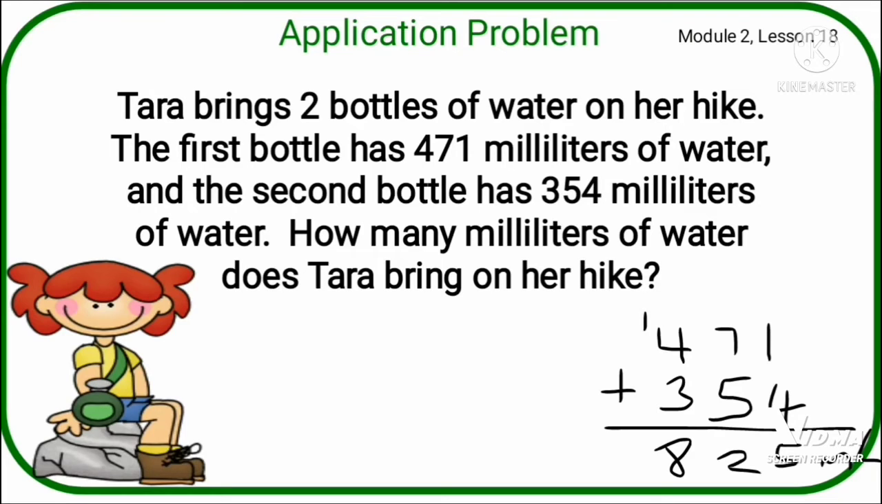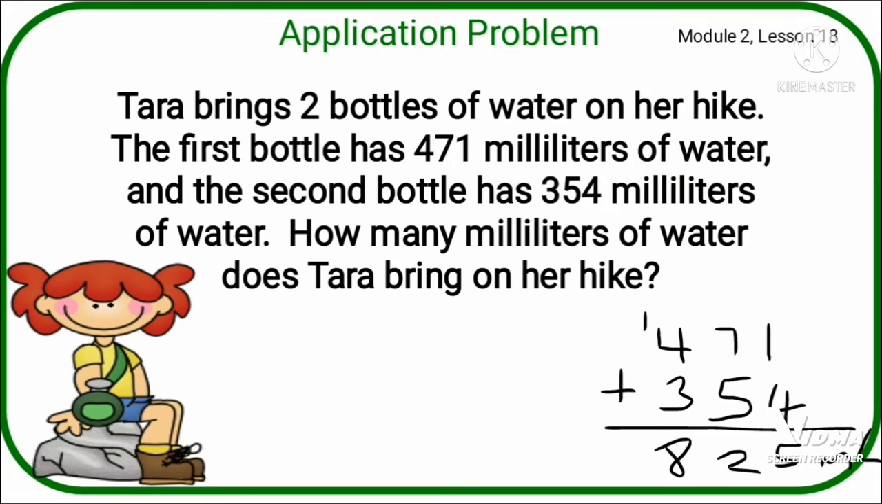Here's an application problem. Tara brings 2 bottles of water on her hike. The first bottle has 471 milliliters of water, and the second bottle has 354 milliliters of water. How many milliliters of water does Tara bring on her hike? Simple. Add up the two.